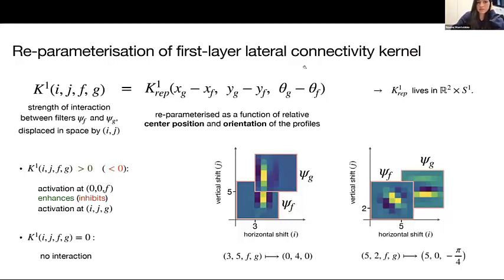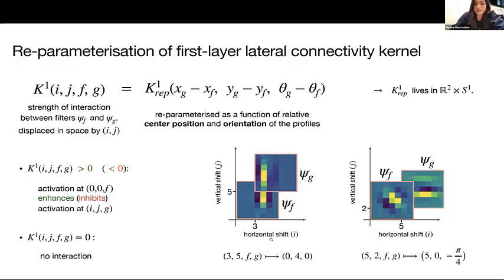So by performing this change of coordinates, we can reparameterize the kernel. So now this lives in R2 times S1. And for instance, for these couple of filters oriented vertically that you see here, if the original coordinates show a shift between the frames of the two filters of 3 times 5 pixels, this gets slightly modified, it becomes 0,4, and now it represents the shift between the centers of the Gabor functions.